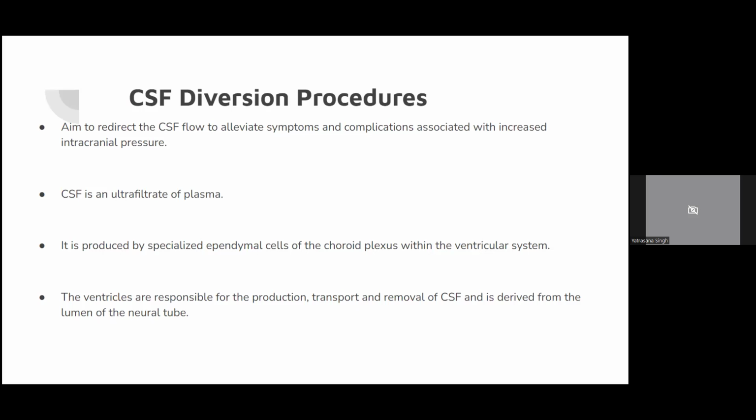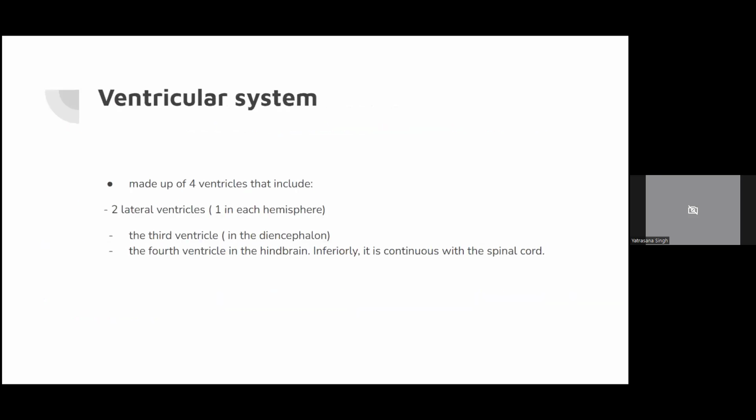It serves three main functions. The first is protection, and the second is buoyancy: by being immersed in CSF, the net weight of the brain is reduced and this prevents excessive pressure on the brain. And CSF also serves as chemical stability in terms of maintaining a low extracellular potassium for synaptic transmission.